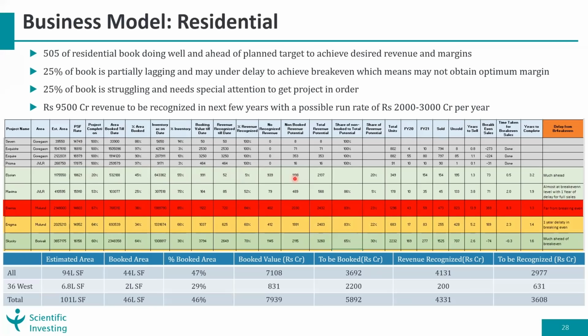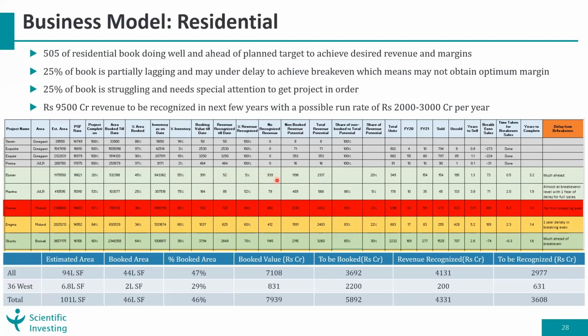But the idea is to show you कैसे एक residential real estate company का valuation करते हैं, कैसे project analysis करते हैं, कैसे identify करते हैं कि सब कुछ सही चल रहा है या नहीं चल रहा है. So if you see the total non-booked revenue potential is 1198 crore for this 55%. The recognized revenue is 52 crore. The non-recognized revenue is 991 minus 52, 939 crore.